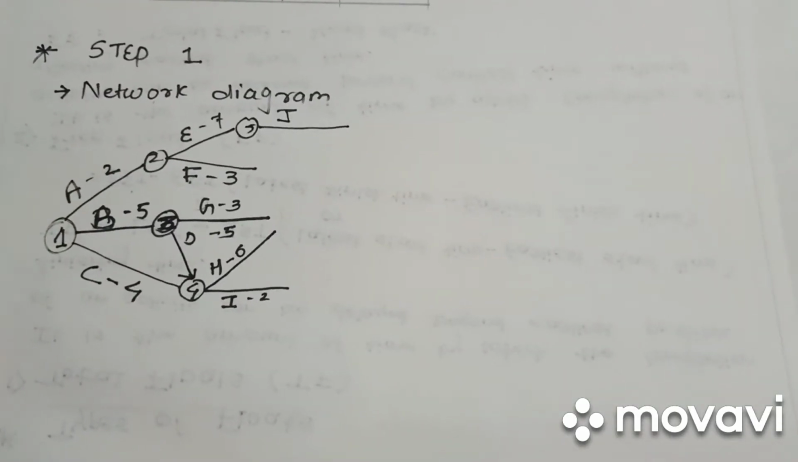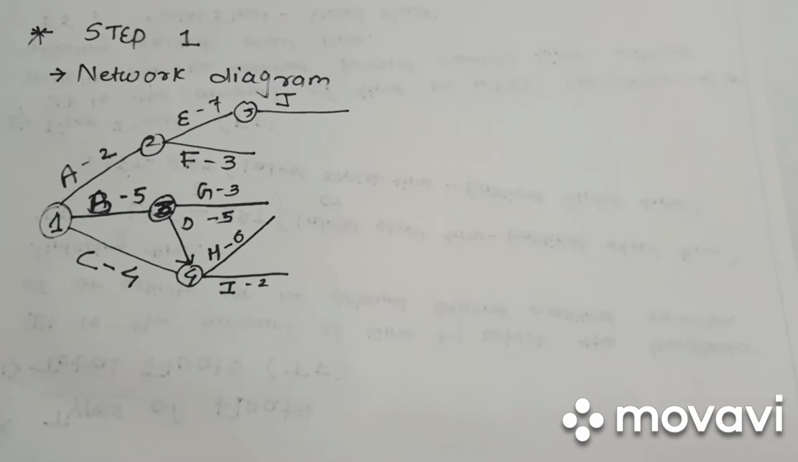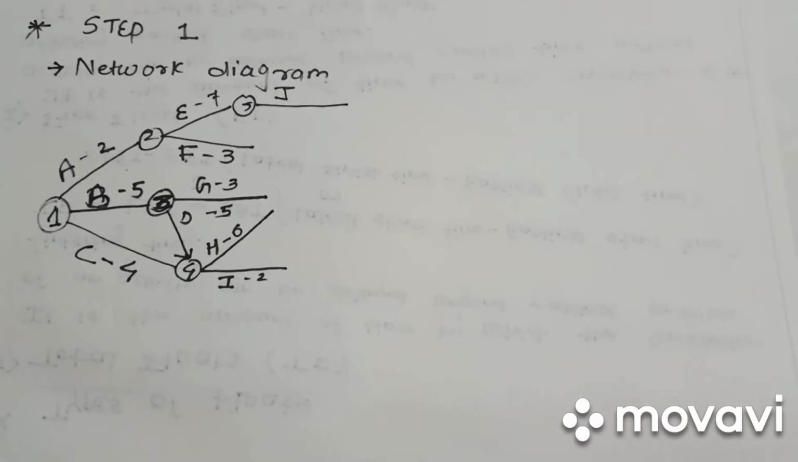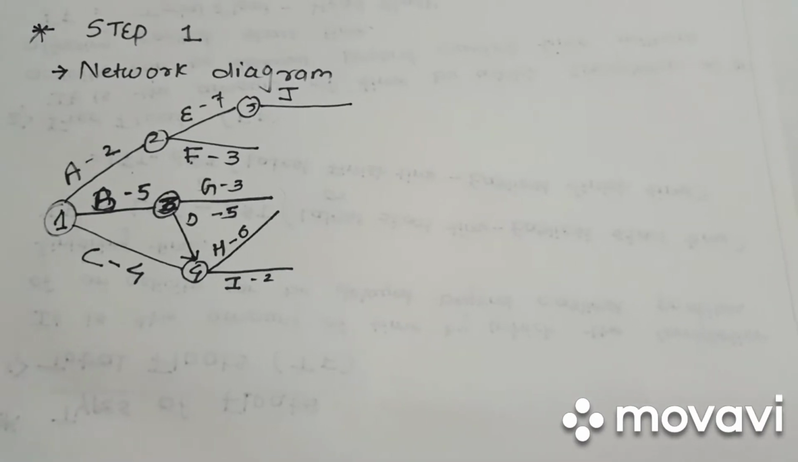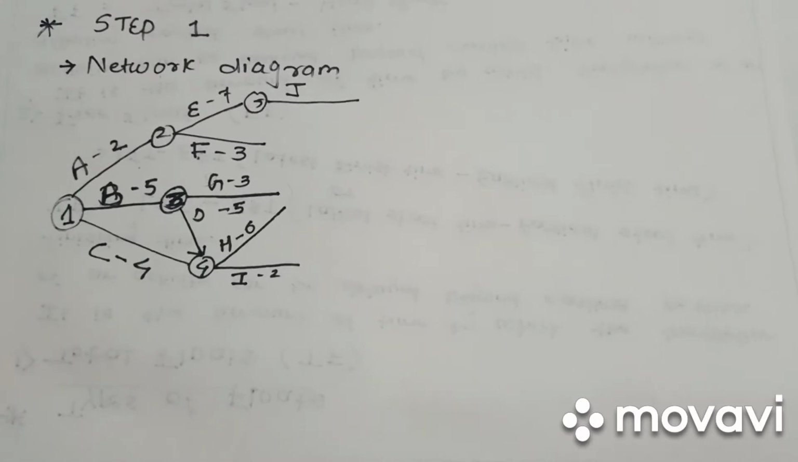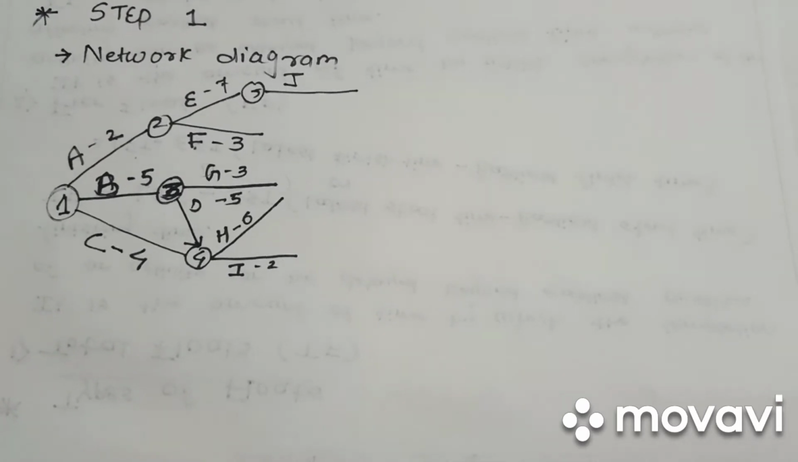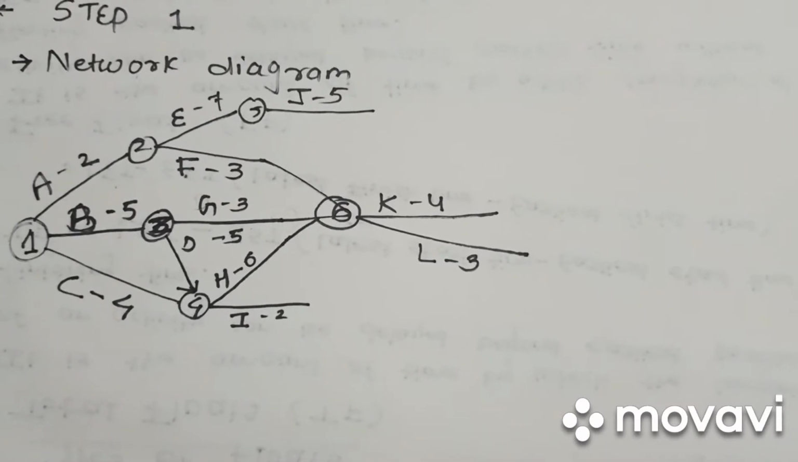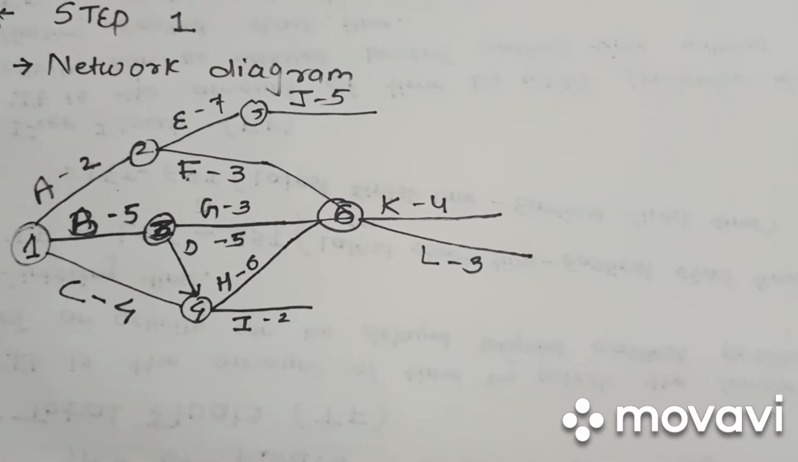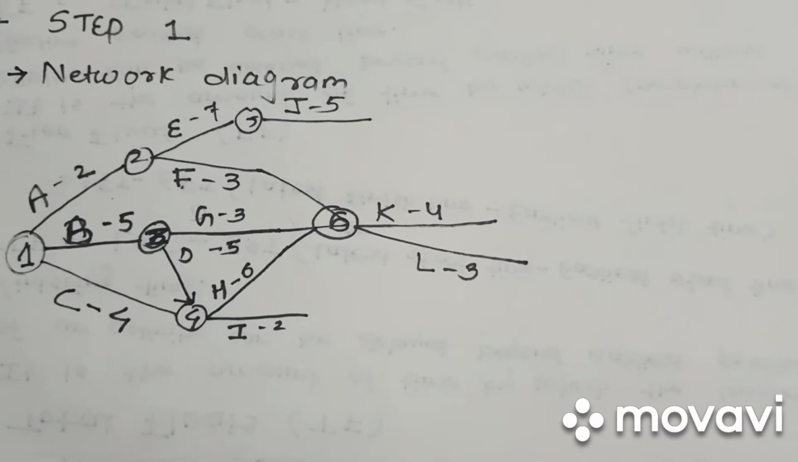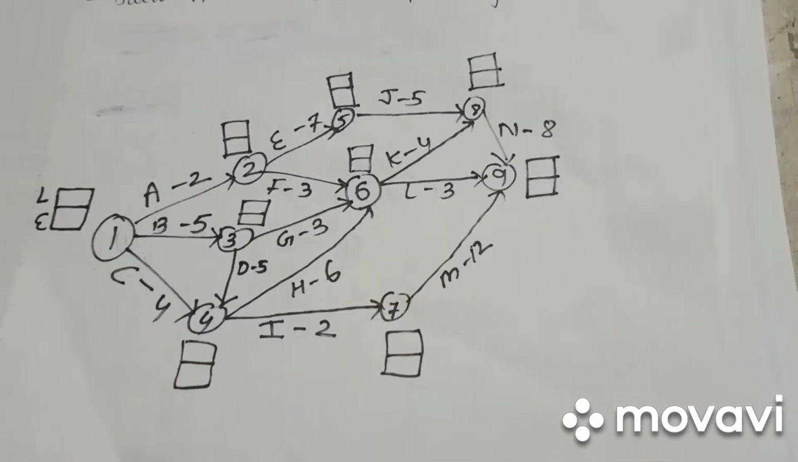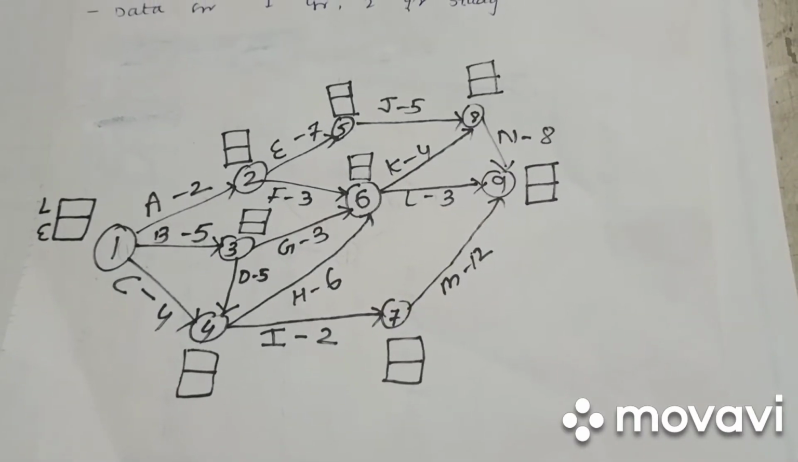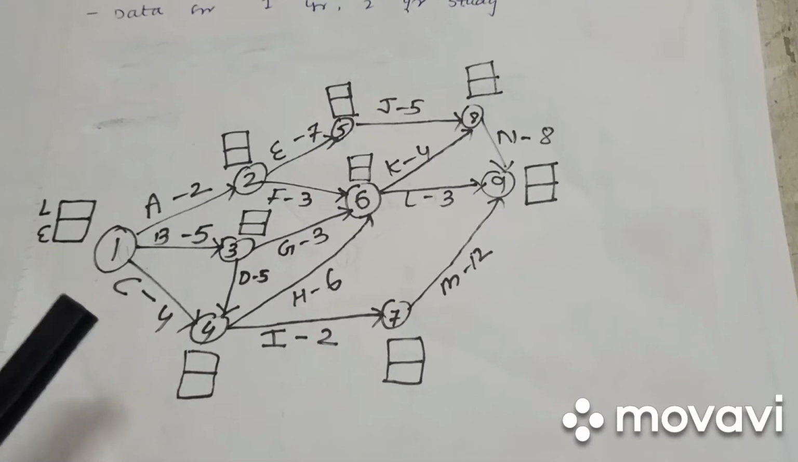After J, K's preceding activities are F, G and H. So these three activities are interrelated with each other. After L, M. M's preceding activity is I. This is the final diagram.